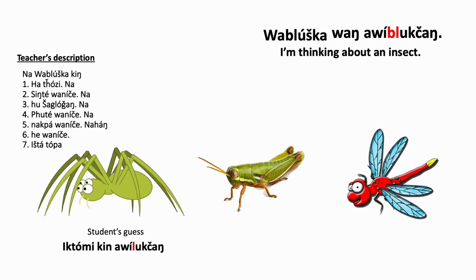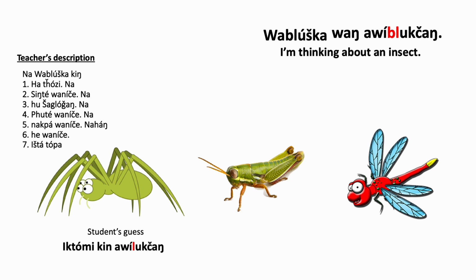And just an example of the insects. So like I said, for lower grades, maybe do 2 or 3, keep it really simple for them. Wablushka wa awiblukcha. I'm thinking about an insect. Wablushka, remember, means insect. Na wablushka ki ha trozi. So they're going to look. So ha, remember, is skin or hide. Trozi is green. So right off the bat, they should dismiss that tuswecha, the dragonfly. So they'll narrow in on the grasshopper, on the spider.